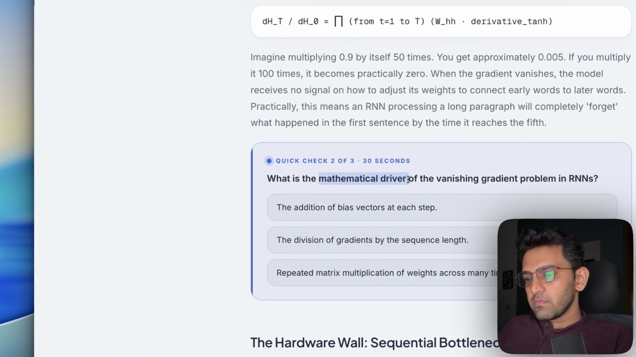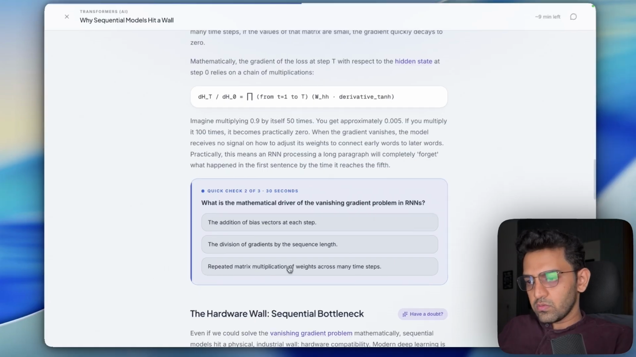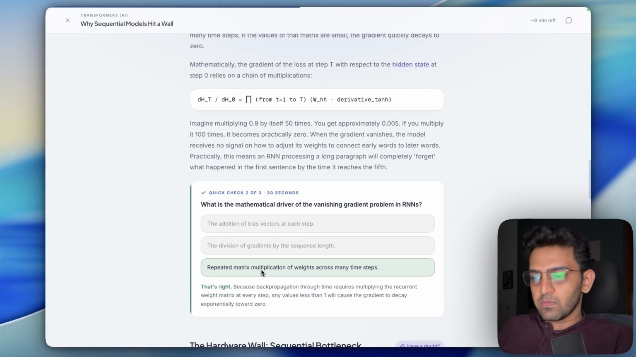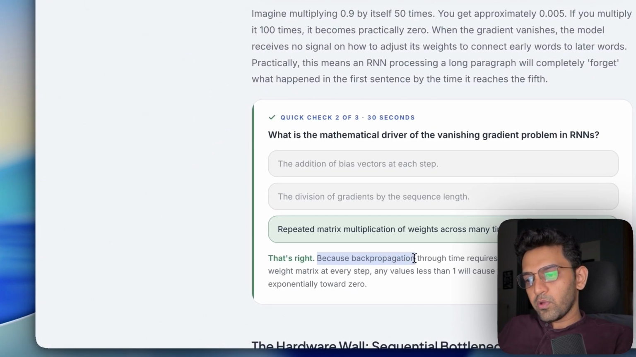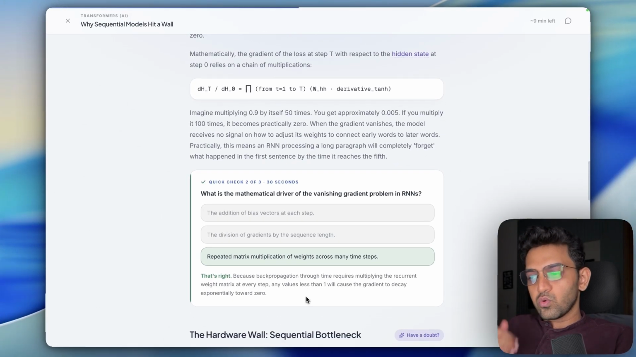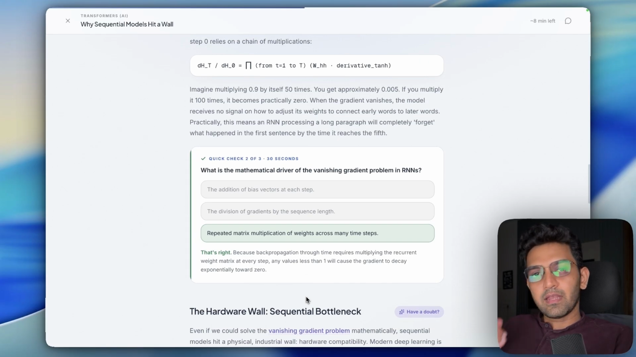What is the mathematical driver of the vanishing gradient problem in RNNs? The mathematical driver is addition of bias? No, it's the repeated matrix multiplication of weights. And it's because of backpropagation through time, which requires multiplying the recurrent weight matrix at every step.